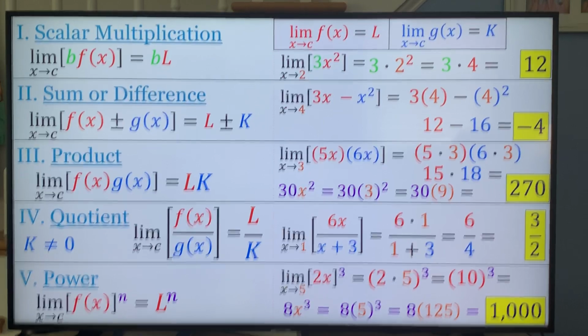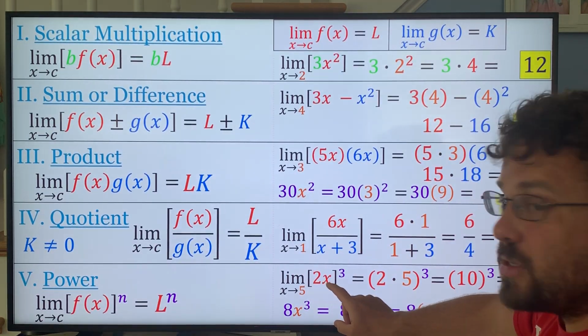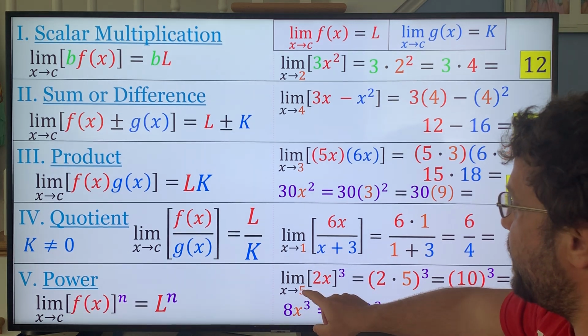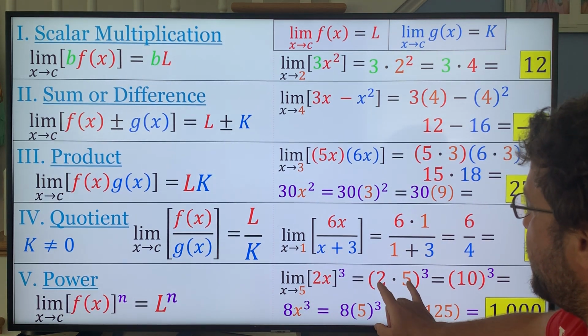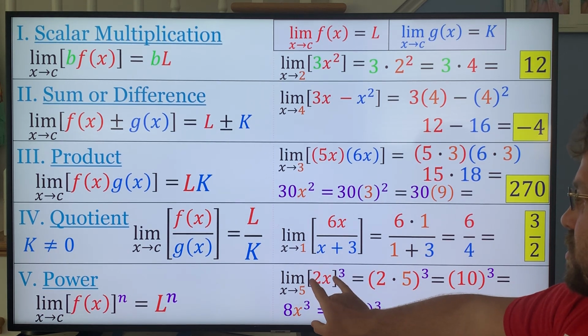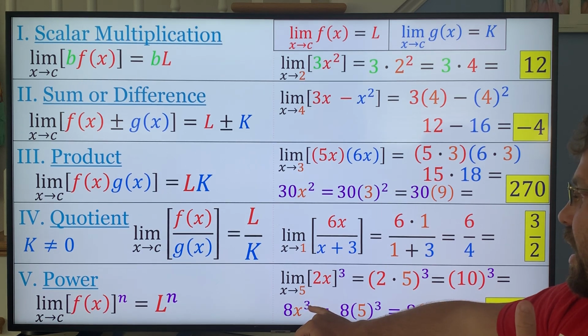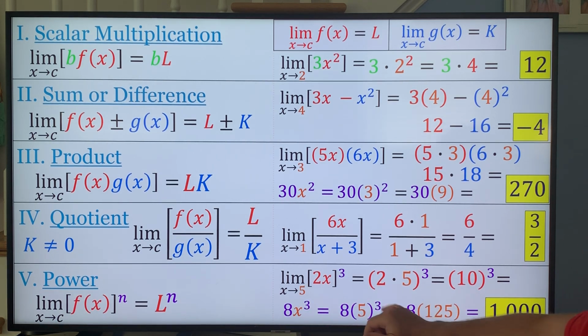All right, and finally the power. You can raise a function to a power. So say it was 2x, the whole function to the third power. X is approaching 5. Plug the 5 in for x. 5 times 2 is 10. 10 to the third power is 1,000. Or you can actually do 2 to the third power times x to the third power. 2 to the third power is 8. X to the third power is 5 cubed. 8 times 125 is 1,000. Got it?